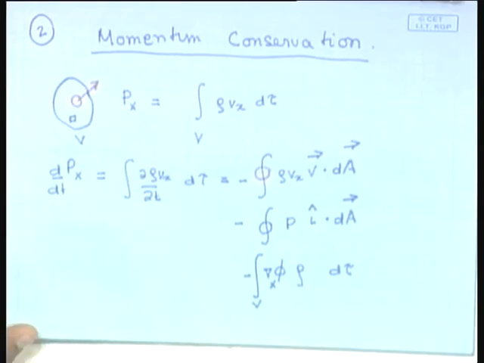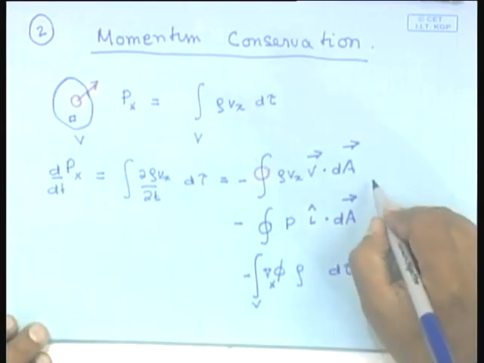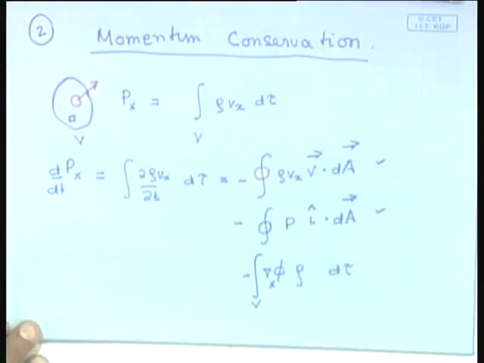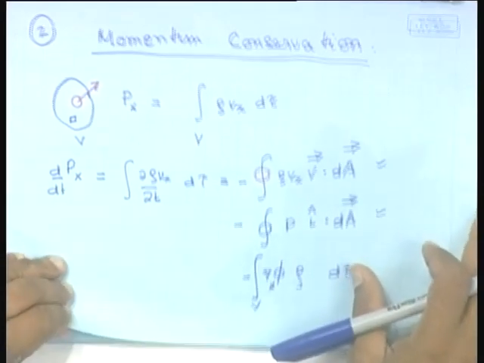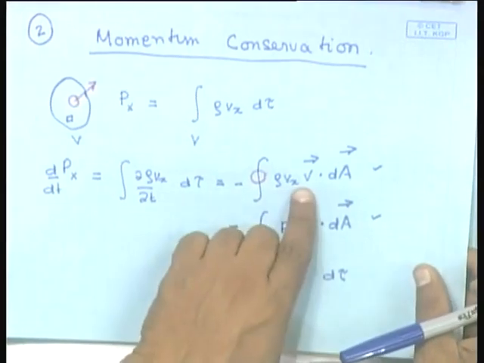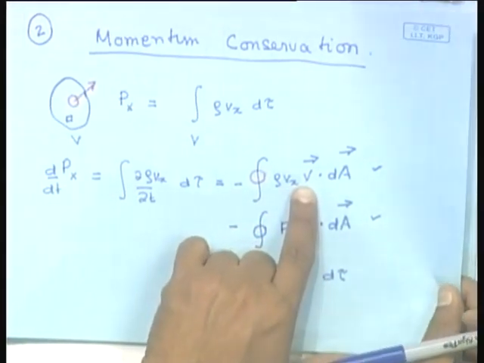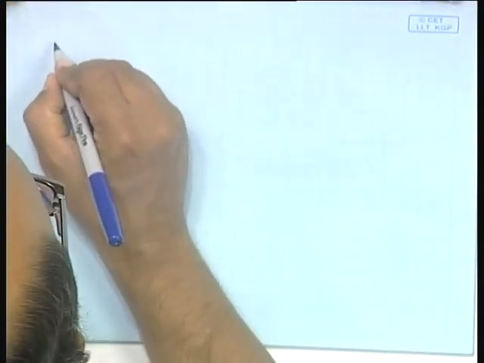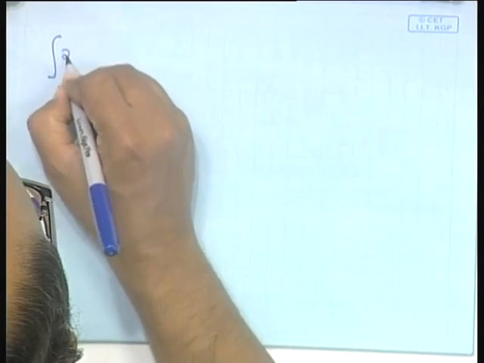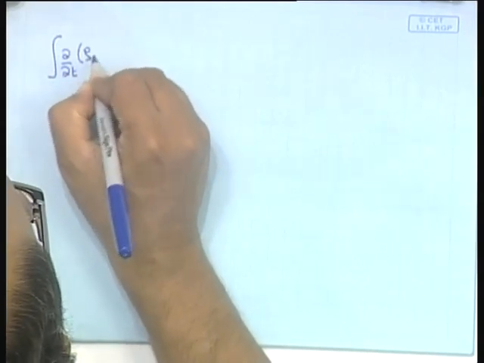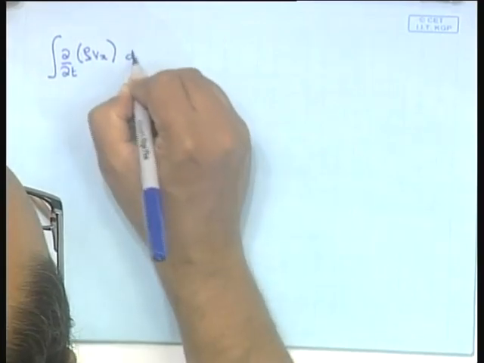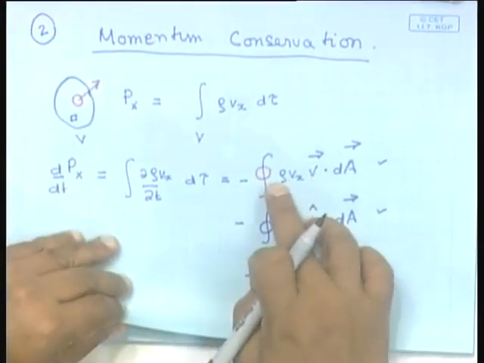Now what we have to do is exactly the same thing that we had done earlier: convert this and this to volume integrals, and then we can straight away equate the left hand and right hand side, and we will get an equation. So let me write it down. Let me first convert this into a volume integral. What I have is the volume integral of del by del t of rho Vx d tau. This is equal to, I convert this into a volume integral.